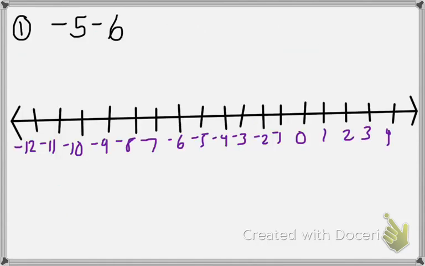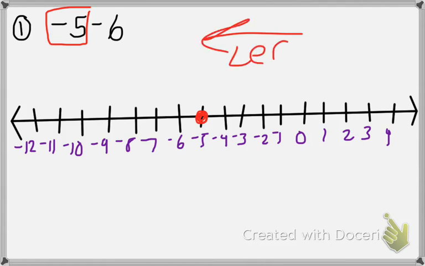Okay, let's look at this one. Negative 5 minus 6. Okay, again, first we start at negative 5. We're subtracting 6, so we're going to the left. We always go to the left when we're subtracting. So we're going towards the negative direction. We're going to be staying in the negatives. So let's do that. Let's subtract 6. We're going to the left. 1, 2, 3, 4, 5, 6. We end up at negative 11.